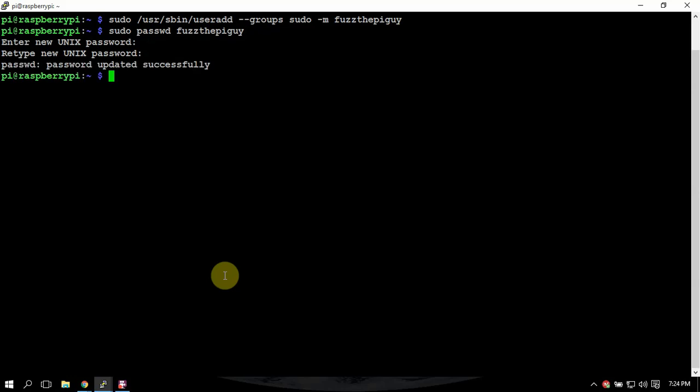So next, what we're going to do is reset the root password. So we're going to do a sudo passwd root, then change that to whatever you'd like.